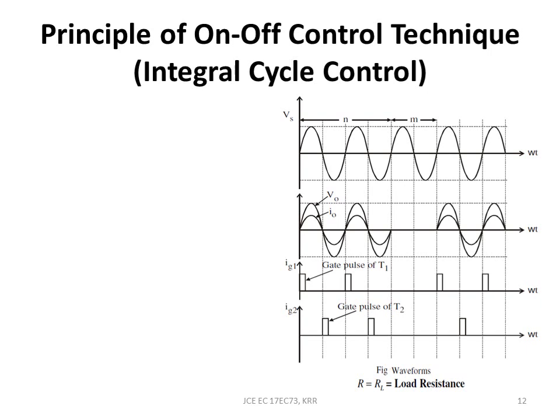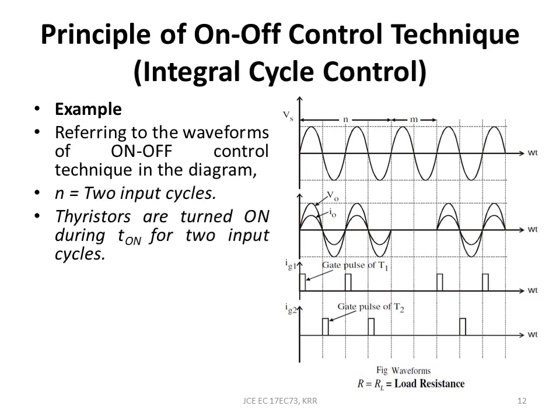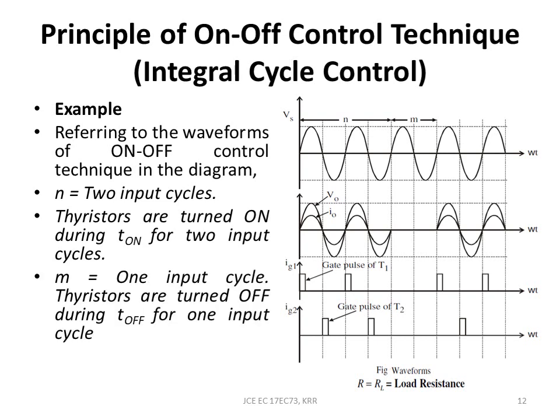So in this principle of on-off control technique, let us refer to the waveforms of on-off control technique diagram. N is equal to 2 input cycles, as I have told you. Thyristors are turned on during T on for the complete 2 input cycles, and M is equal to 1 input cycle, right? So thyristors are turned off during T off, that is for 1 input cycle.